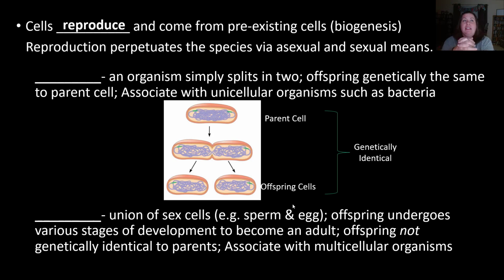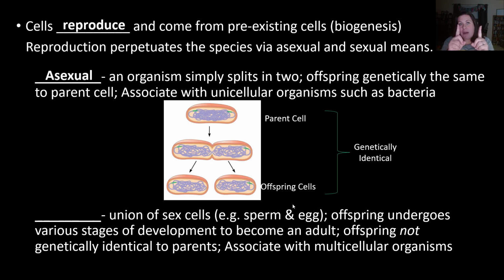Another thing we need to look at is the fact that cells do reproduce. Cells reproducing and coming from pre-existing cells is known as biogenesis. Bio means life, genesis means the beginning. Reproduction perpetuates the species, and they can either do this through asexual reproduction or sexual reproduction.